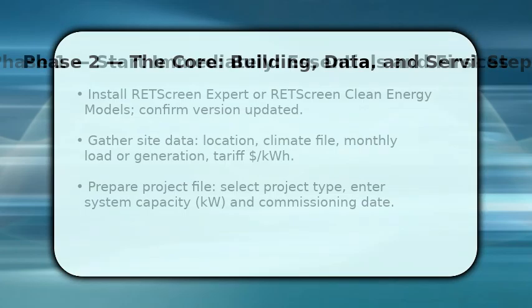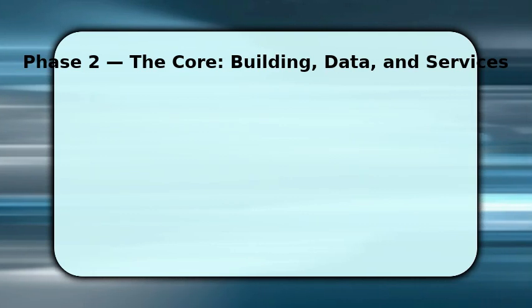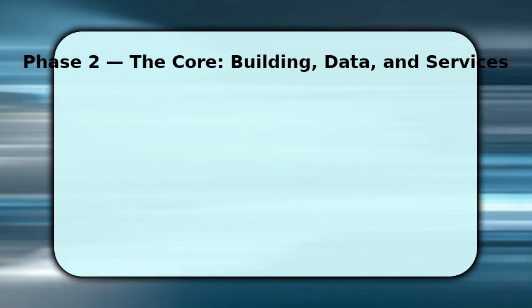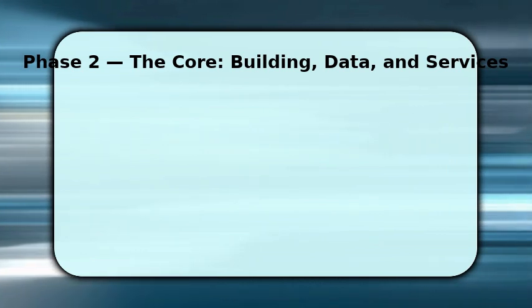Now you go deeper. Input technical specifications like module efficiency, inverter efficiency, and system losses because those control energy yield. Then import measured hourly or monthly generation or load data so RETScreen can calibrate model performance. Measured data improves accuracy substantially.